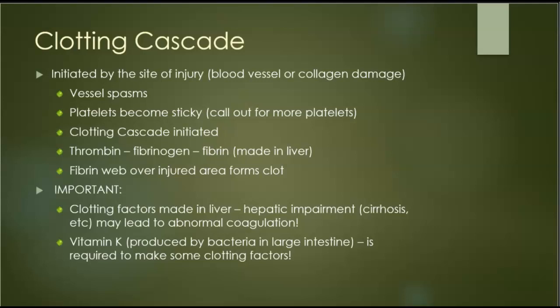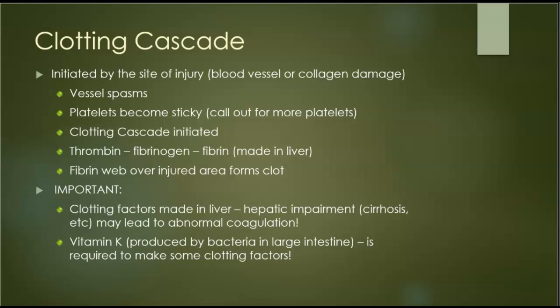So clotting factors are made in the liver. So people who have hepatic impairment, either due to disease or potentially due to alcoholism, which is a disease, may have abnormal coagulation. They may have coag problems just because of their liver, but for sure we want to be aware that the health of the liver plays a role in whether or not patients can engage in normal coagulation or not.